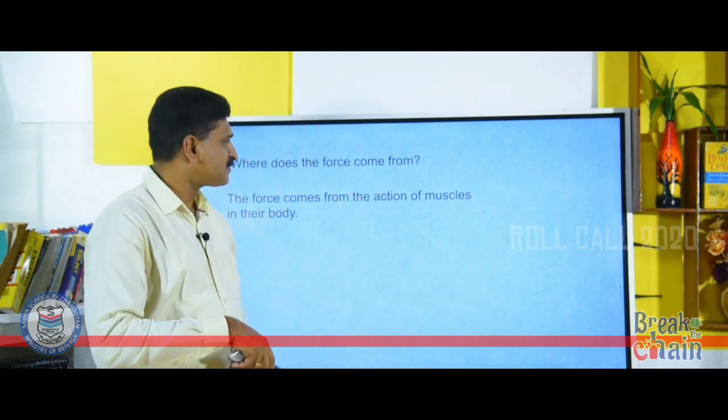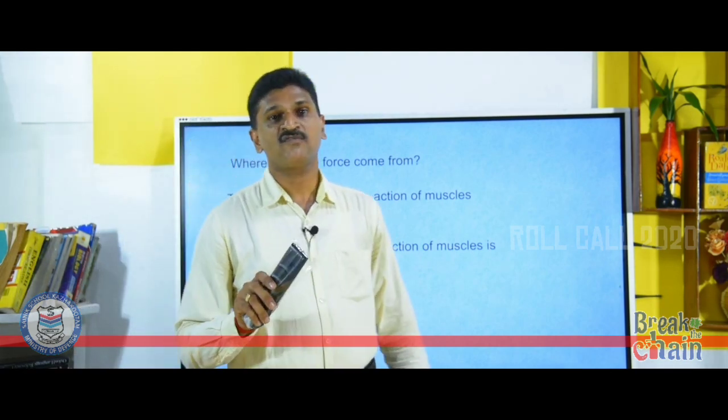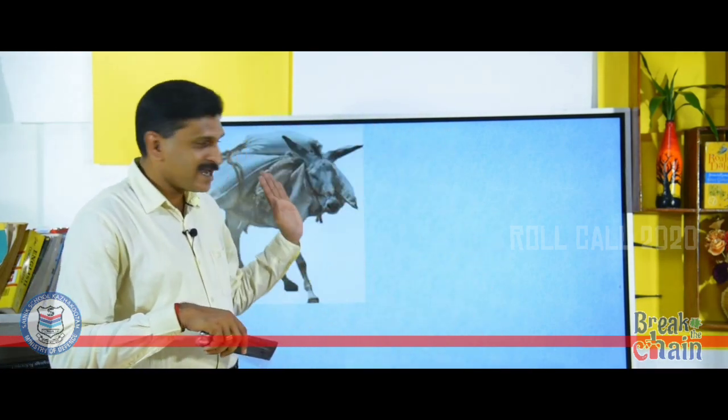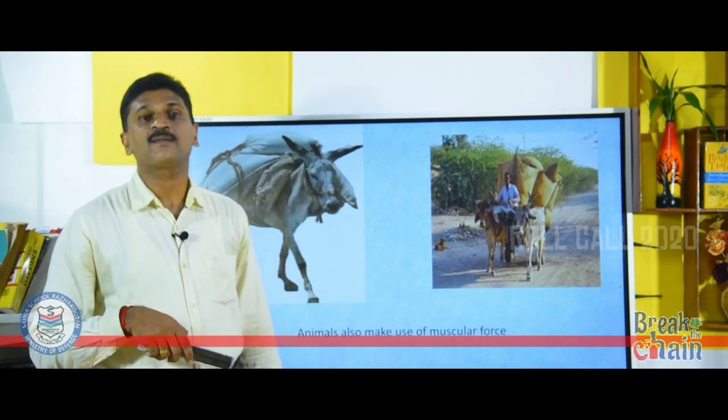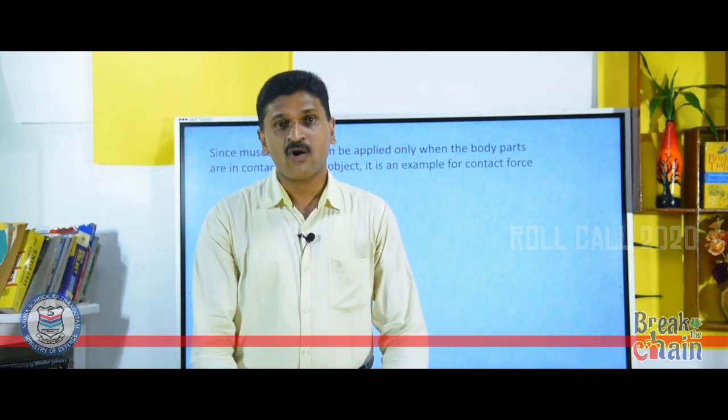If I am able to lift this football, I am able to lift it because of the action of my muscles. So, the force resulting from the action of muscles, we call it muscular force. So, muscular force is that force which is exerted by the muscles. Now, another example, here you can see a donkey carrying a load on its back. Another example, you can see a bullock cart. Animals also use the strength of their muscles for doing this work. Now, you can apply the muscular force on any object only when your body is in contact with it.